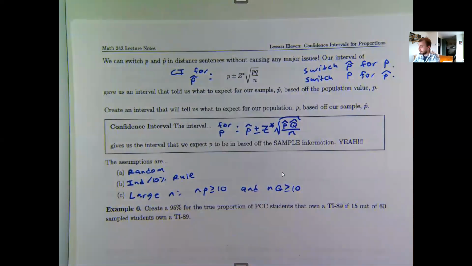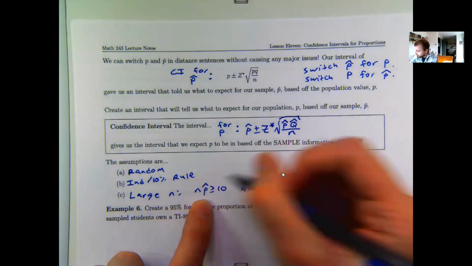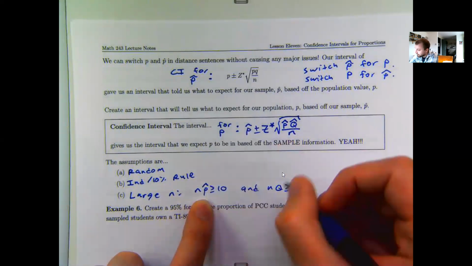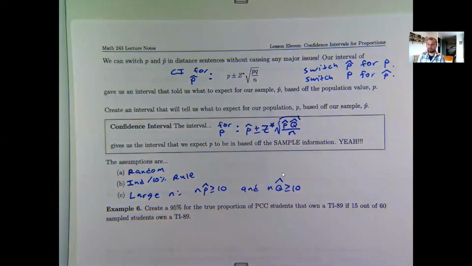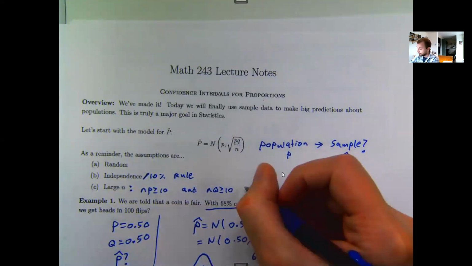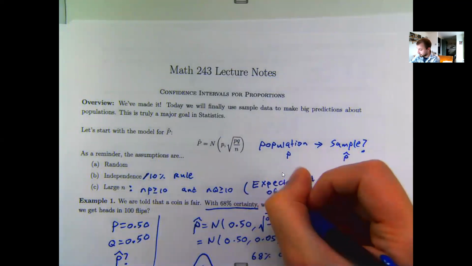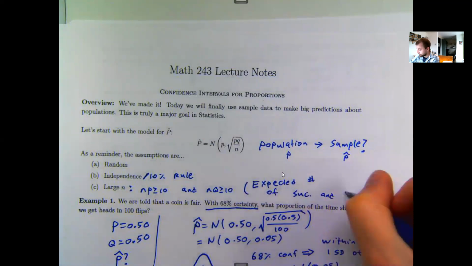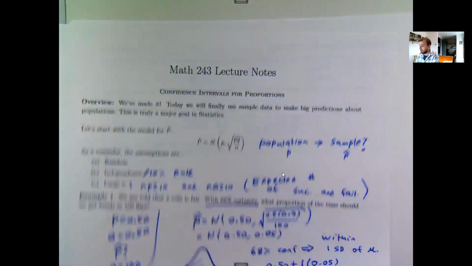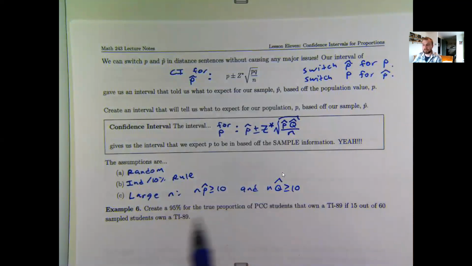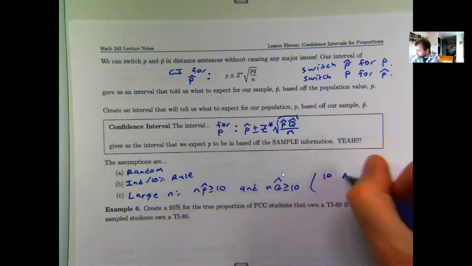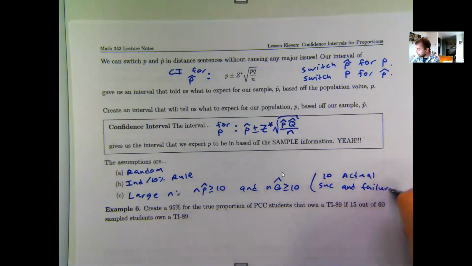Now, just as a quick note here, I have switched all of my P's for P hats. Since I'm plugging in P hats into the equation, my assumption check should be based off of the hat data as well. Here's what this means. When I was looking earlier at N times P and N times Q being bigger than or equal to 10, this was the expected number of successes and failures. In contrast, when I'm dealing with confidence intervals, this isn't based off of what I expect, it's based off of what I experience. So this is 10 actual successes and failures. It's something that you can easily count.